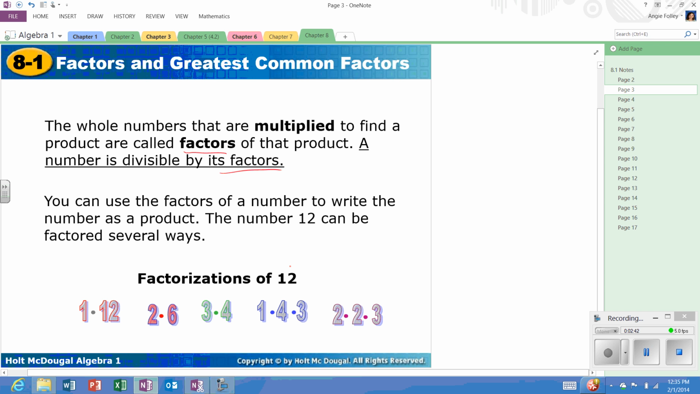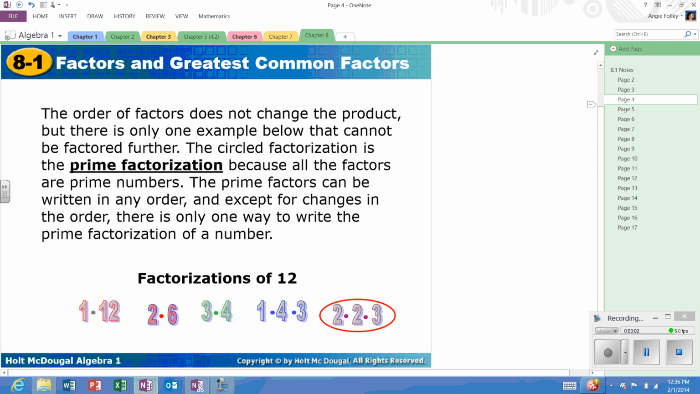So for example, the number 12, our different factorizations are, we can do 1 times 12, we can do 2 times 6, we can do 3 times 3, we can do 1 times 4 times 3, or we can do 2 times 2 times 3. All of these numbers here are factors of 12. They all go into 12 evenly. That's the key. They have to go in evenly.